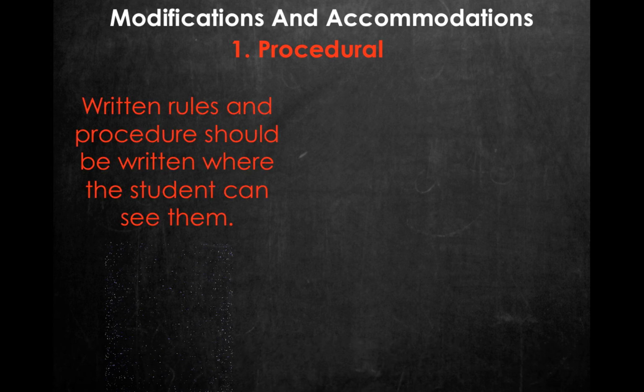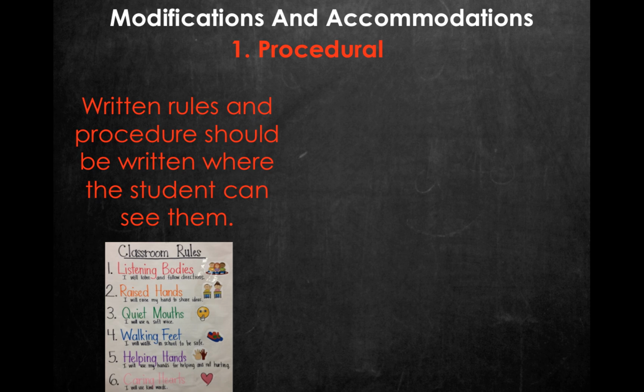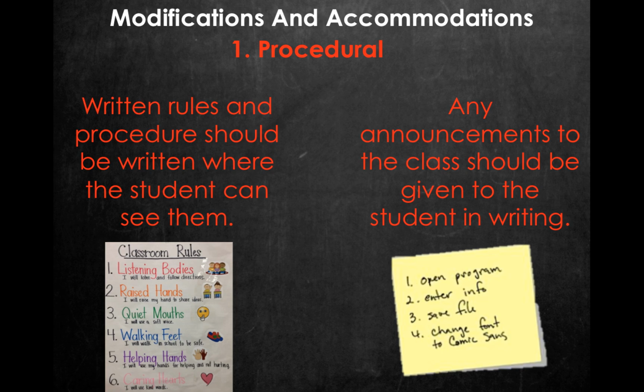So the first one, procedural. Written rules and procedures should be written where the student can see them. So for example, classroom rules. Also, if you have younger students, you should be showing pictures. And any announcements to the class should be given to the student in writing. So you don't want them to miss something if you just forgot to inform them on an instruction and you just announced to the class. The student who is deaf or hard of hearing should have the same opportunity to hear that announcement, which is why a simple post-it note or being written on the board, anything like that would help the child.